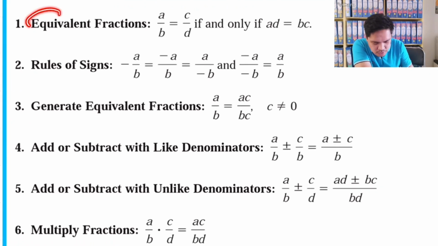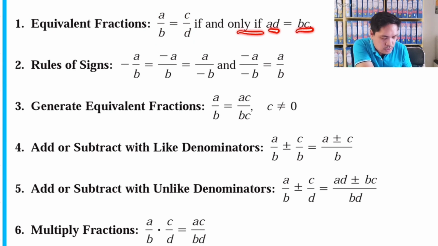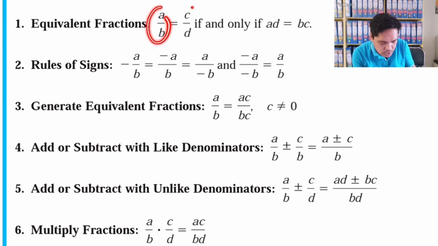Equivalent, meaning, I can say na magkapareho. Equivalent, they are just the same. So sabi, A over B is equal to C over D if and only if AD is equal to BC. So that is one property. So, equivalent ko nun sila if AD is equal to BC.